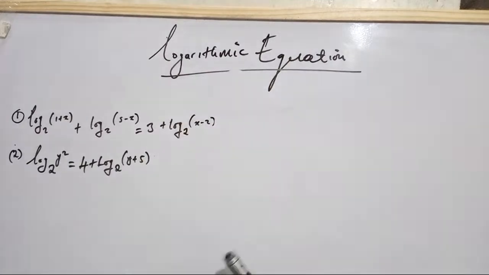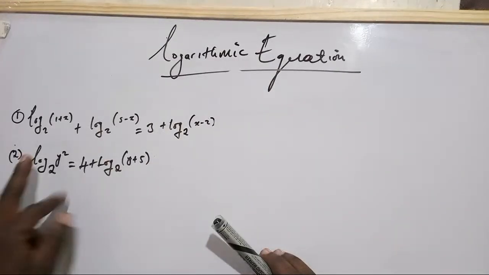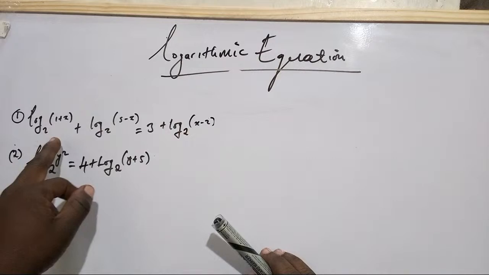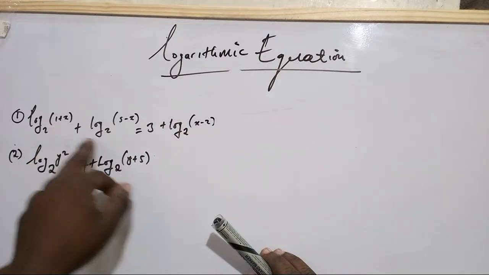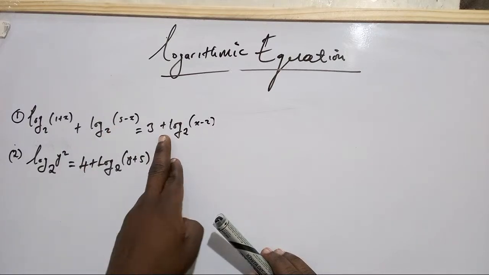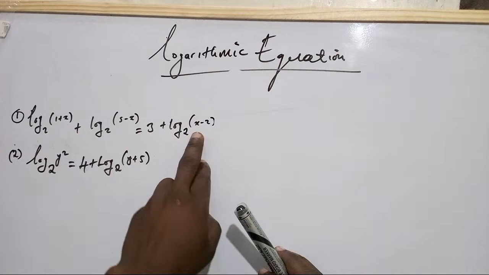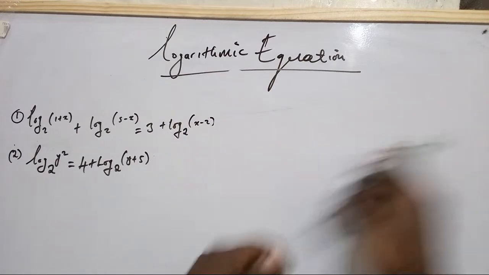In today's lesson, we are looking at a logarithmic equation. We have the equation log₂(x+1) + log₂(5−x) = 3 + log₂(x−2). So without wasting much of your time, let's get started.